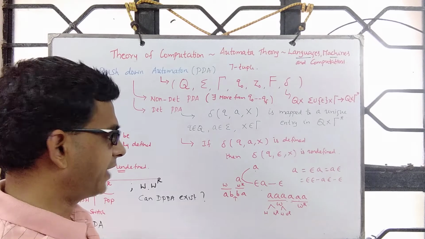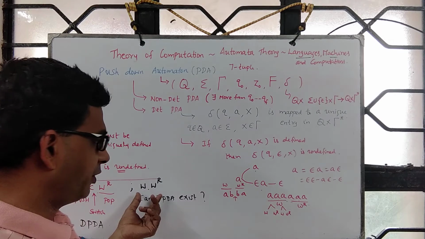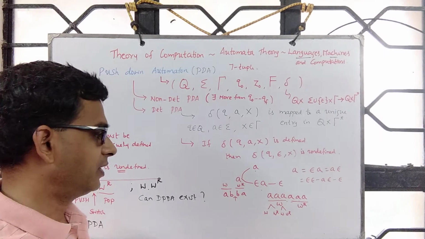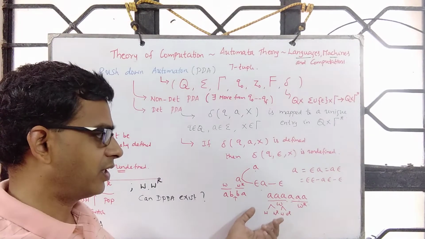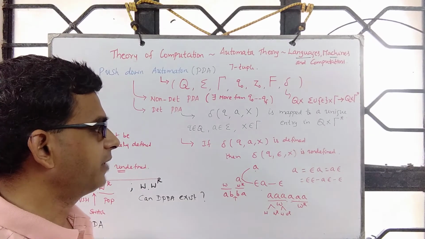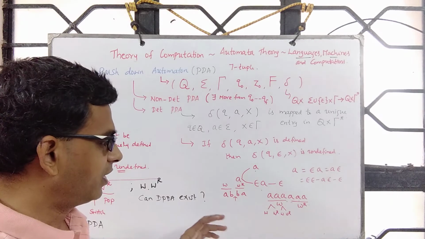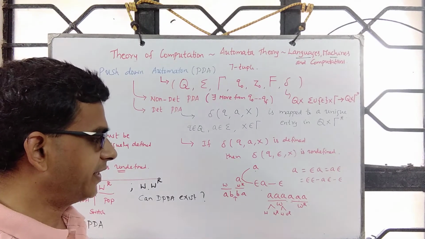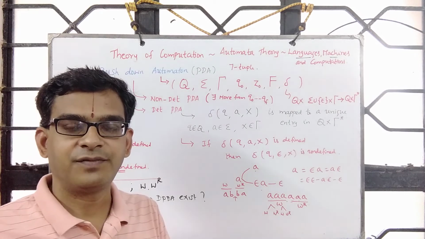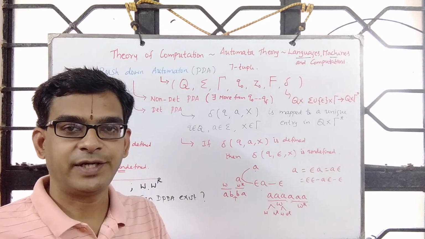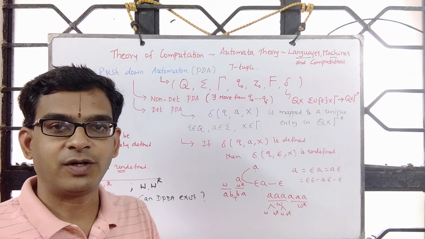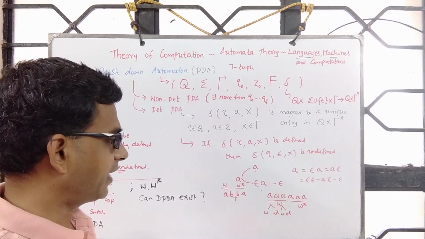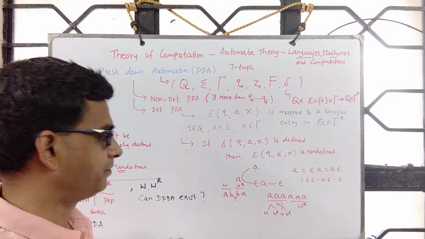So there are case studies, for example WWR, for which one has to go for a non-deterministic machine. A deterministic machine is not possible. Later we will see whether we can come up with an equivalent deterministic PDA, just like for finite automata, where using subset construction you can always convert an NFA to a DFA. On similar lines, can we think of an equivalent machine?